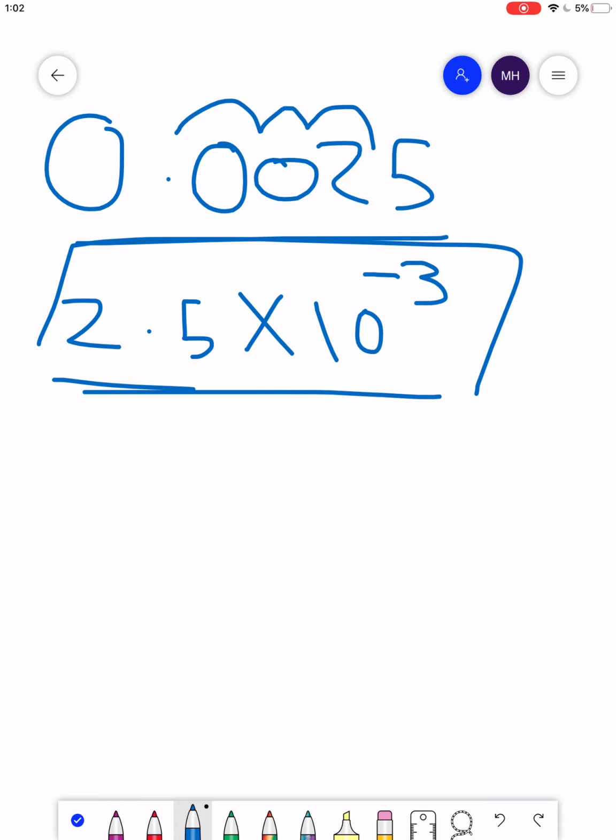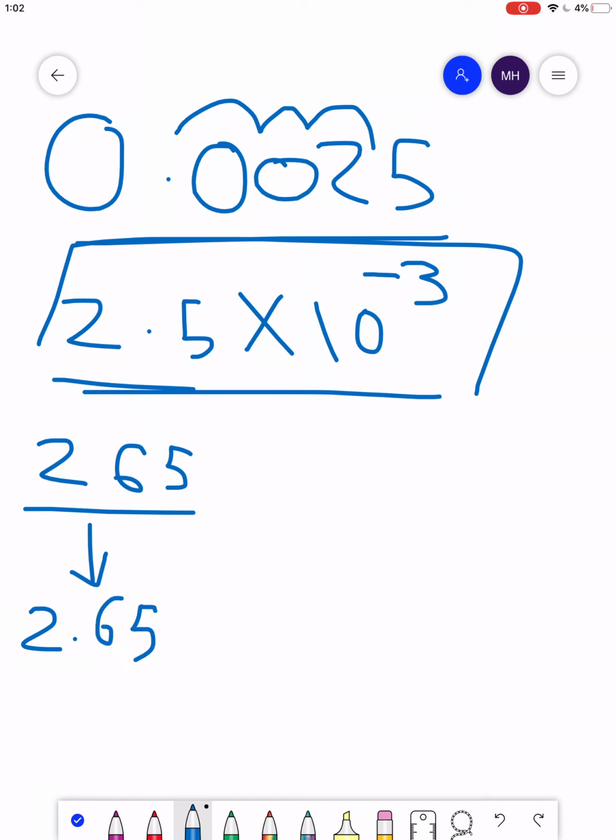More examples. 265. First of all, I write the number as a number between 1 and 10, so it becomes 2.65 multiply 10 power what? I move 2 steps to the left, so it's 10 power 2.